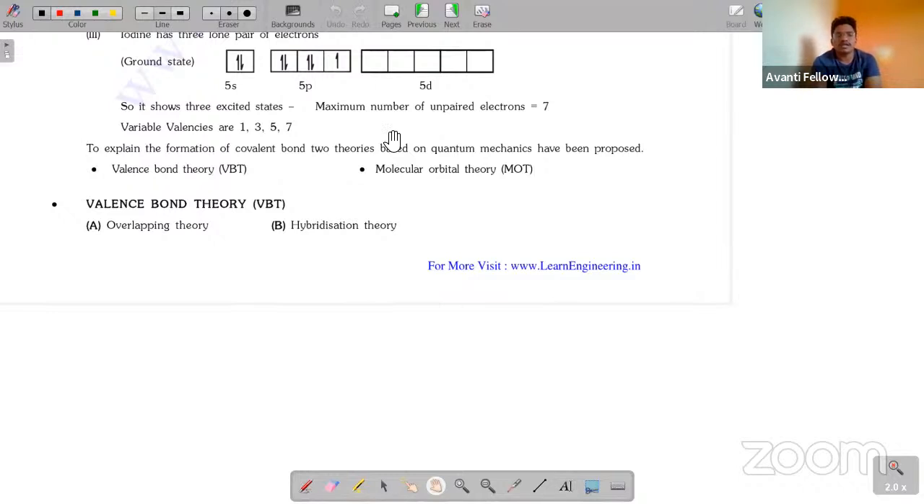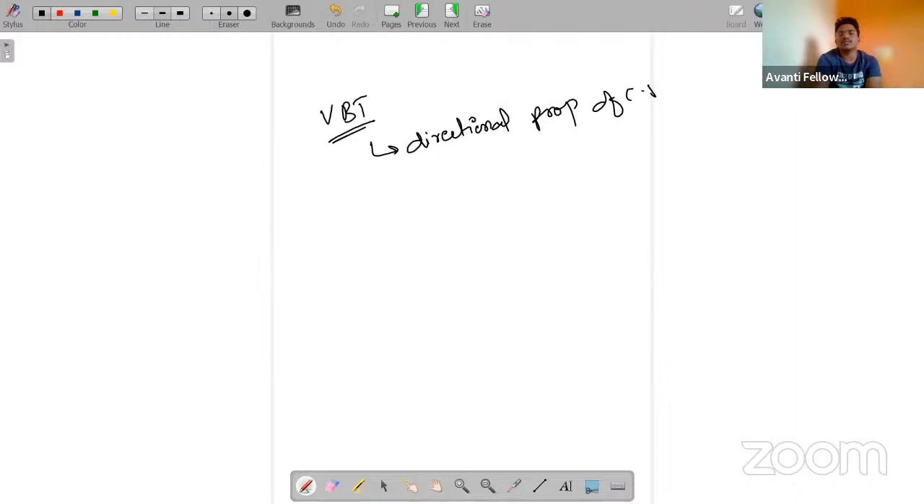Now, what is VBT theory? VBT theory helps us to know the directional properties of the covalent bond. It helps us to find the hybridization; it led to the foundation for hybridization. So valence bond theory means what? The involvement of valence electrons.